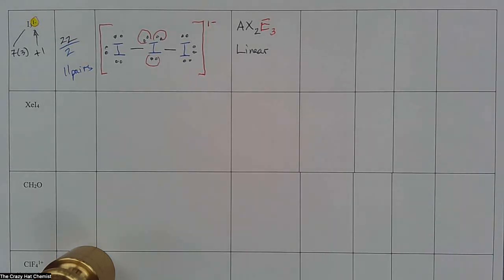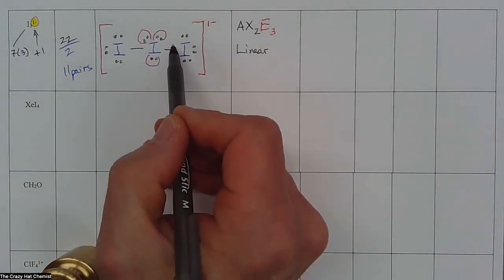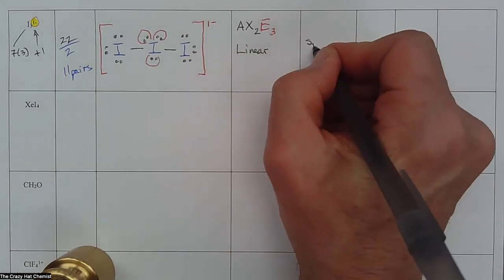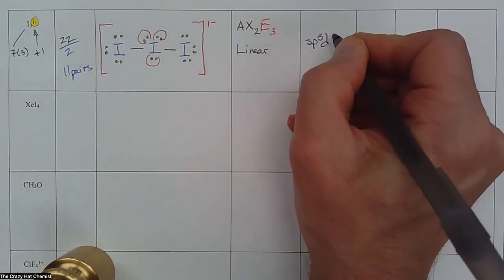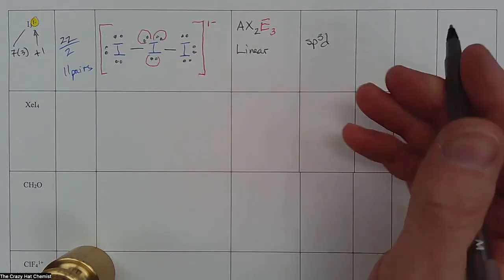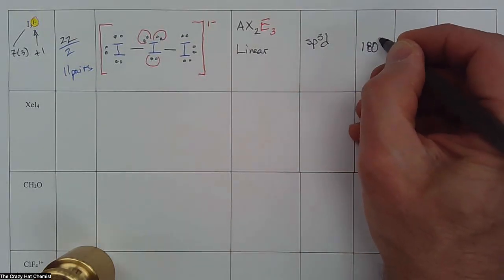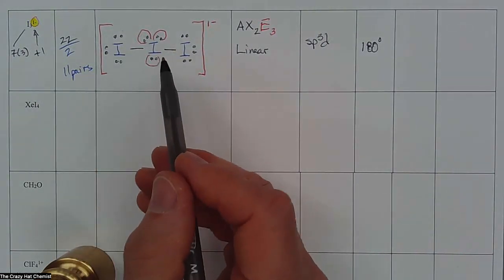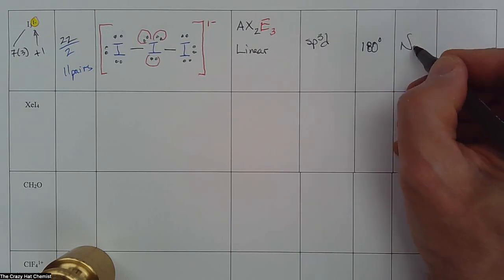But we are going to continue with the hybridization. The hybridization is sp3d. So it's sp3d hybridized. And if it's linear and it's sp3d hybridized, then it has bond angles of 180. Okay. And this structure, because it is symmetrical, is nonpolar.